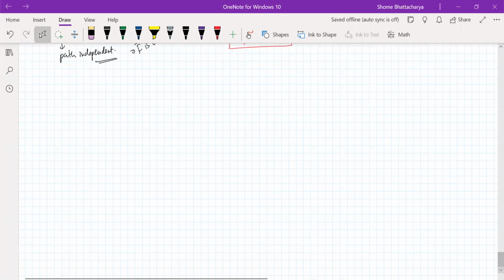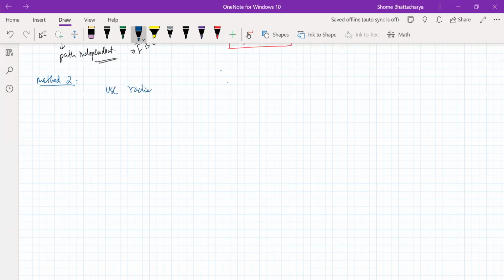Okay. Now another way of doing the same question, we'll see, is that we can convert this to use the radial system where the position vector is x i cap plus y j cap. So the magnitude of the position vector is this, and r cap is nothing but r upon r.